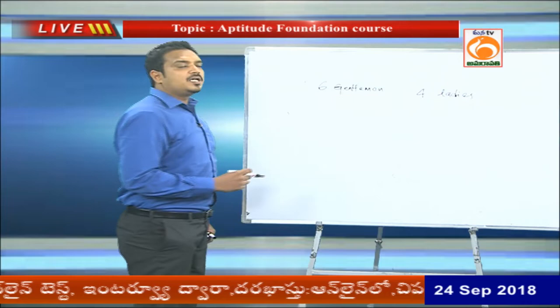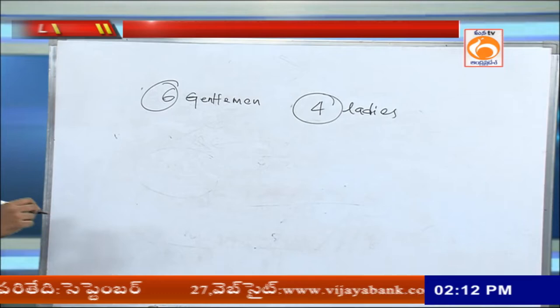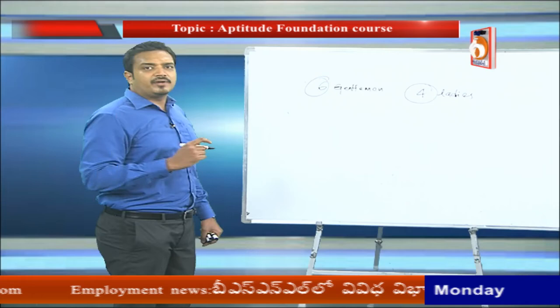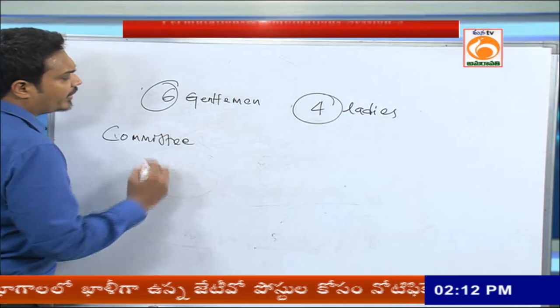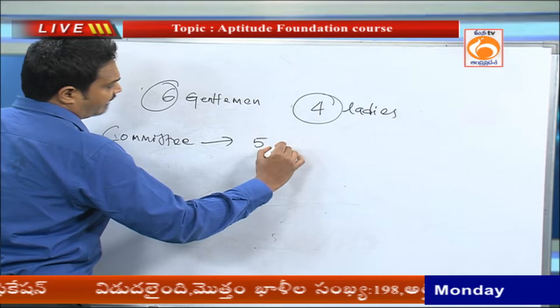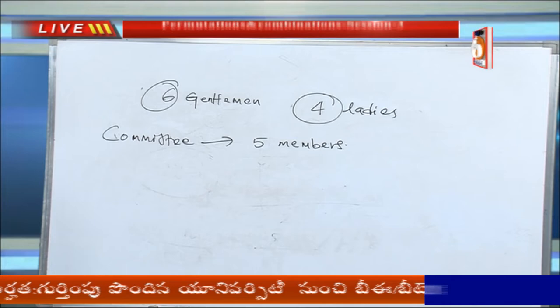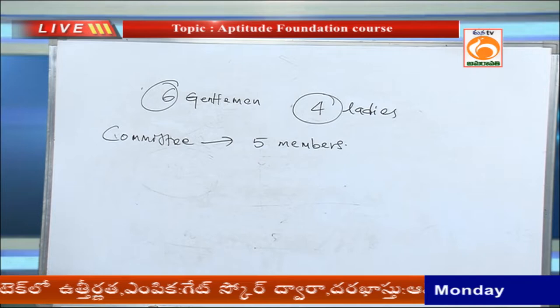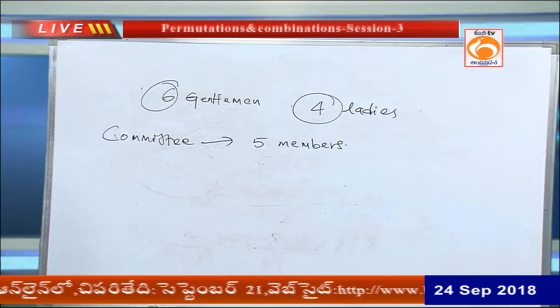All right, if you observe, we have 6 gentlemen and 4 ladies. So how many different committees of 5 members? From this, we are going to form a committee, and this committee has 5 members. I repeat the question: you have 6 gentlemen and 4 ladies with you, and you have to form a committee of 5 members. In how many ways can it be formed?